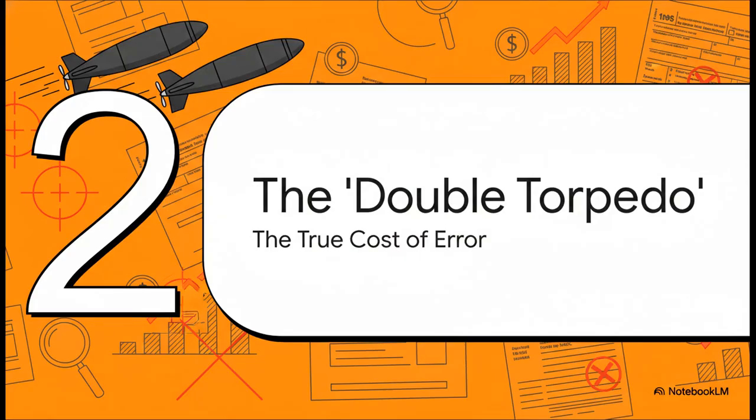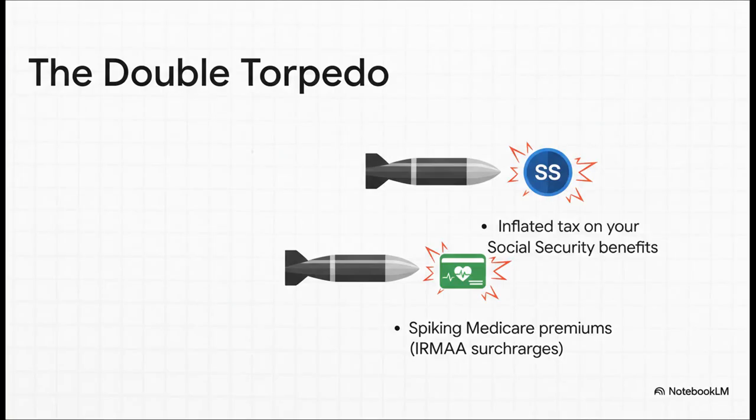Okay, so what happens if the IRS does flag you for this? Well, the cost is way more than just paying the back taxes. The sources we've been digging into call this financial hit the double torpedo. And believe me, it earned that name. This thing is like a financial weapon that hits you twice. And it's especially brutal if you're a senior or getting close to retirement. It attacks you on two fronts. First, it can make the taxes on your Social Security benefits go way up. And second, it can cause your monthly Medicare premiums to just skyrocket.